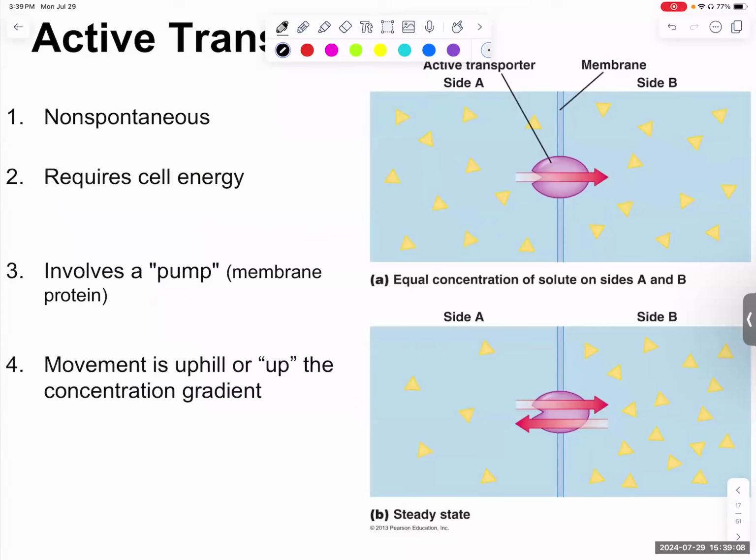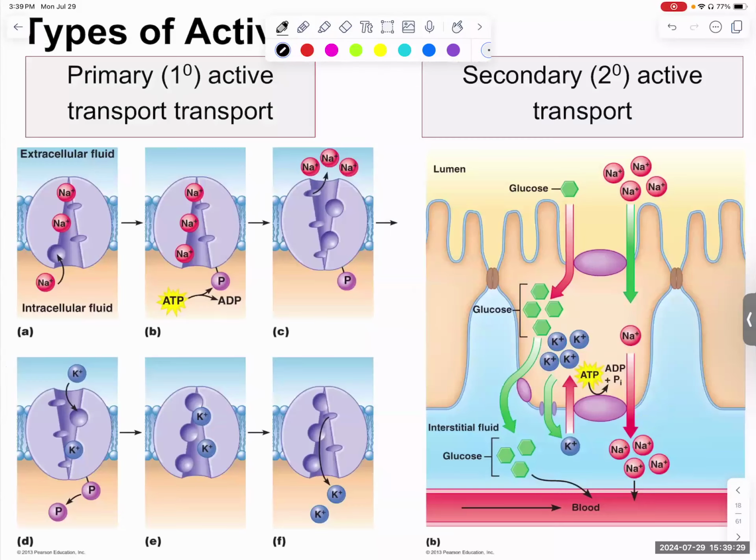Active transport, it is non-spontaneous. It does require energy, and ATP is the energy source that it requires. It involves a pump, and it's really going uphill or regardless of a concentration gradient. So it can go up a concentration gradient.